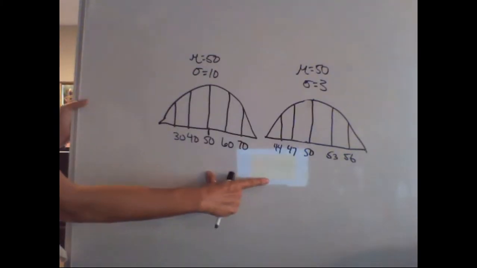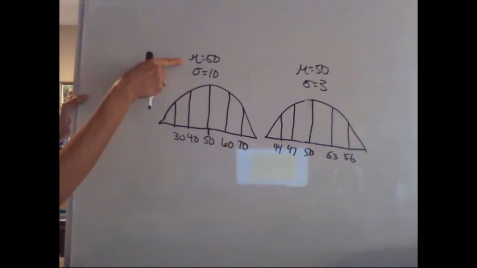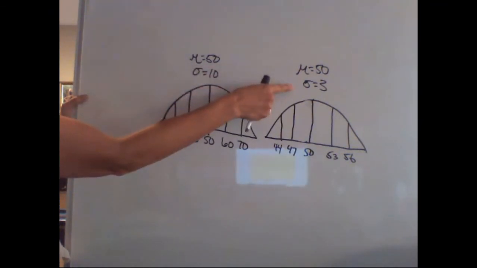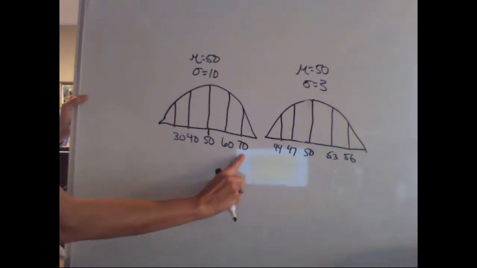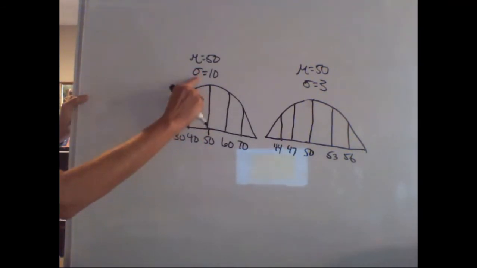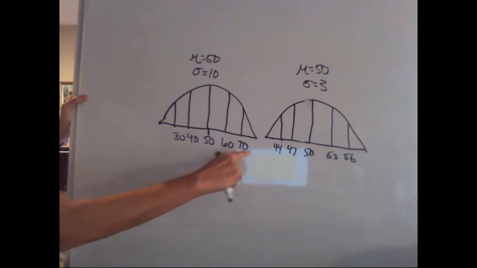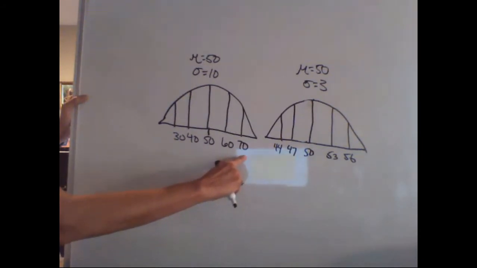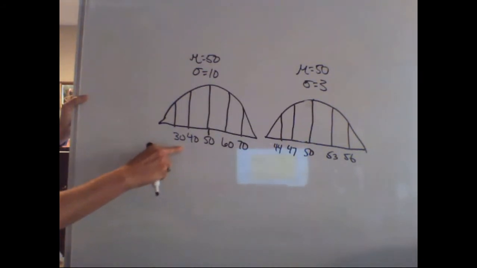So what I have here are the two distributions that I just talked about. This one has a mean of 50 and a standard deviation of 10. This one has a mean of 50 with a standard deviation of 3. And I've indicated the standard deviations below. So if I have a standard deviation of 10, one standard deviation here is 60, and the next one is 70. I'm just adding 10 with each standard deviation and subtracting 10 with each standard deviation on the other side.